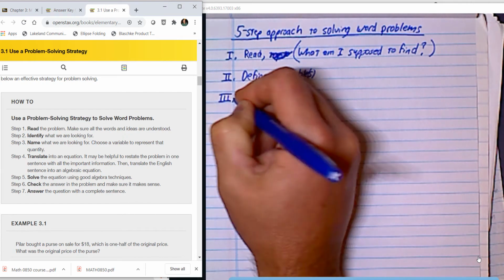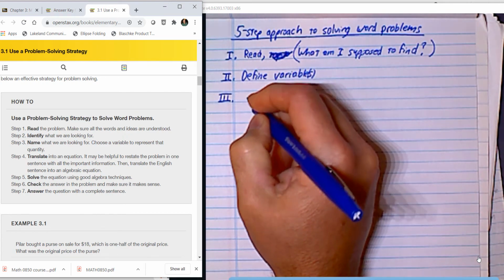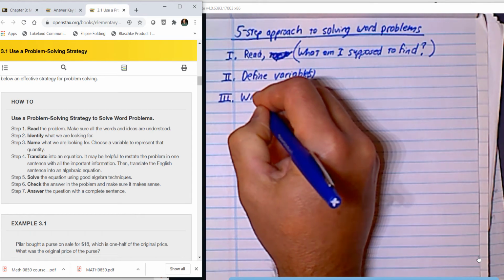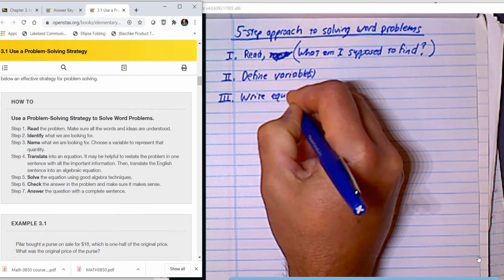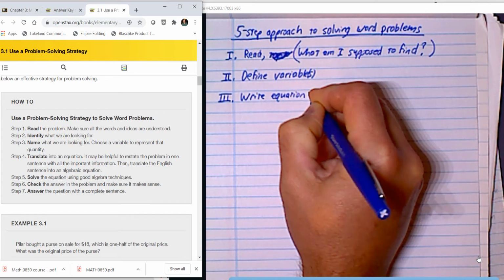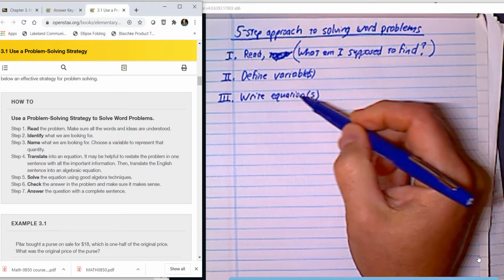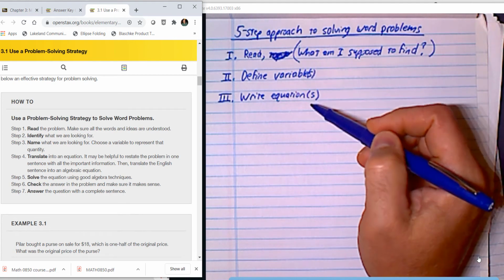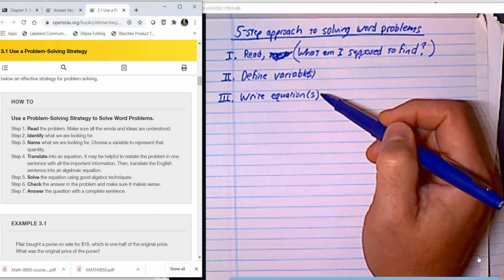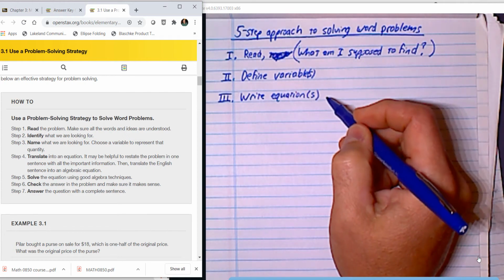Now step 3. This corresponds to their step 4, translate into an equation. I just say write an equation. Actually, I'm going to do one more thing. I'm going to put a little S in parentheses. Sometimes you'll write equations. The basic rule is however many variables you use, that's how many equations you want to write. At the beginning, it's going to be 1. But down the road, we may do more than 1.